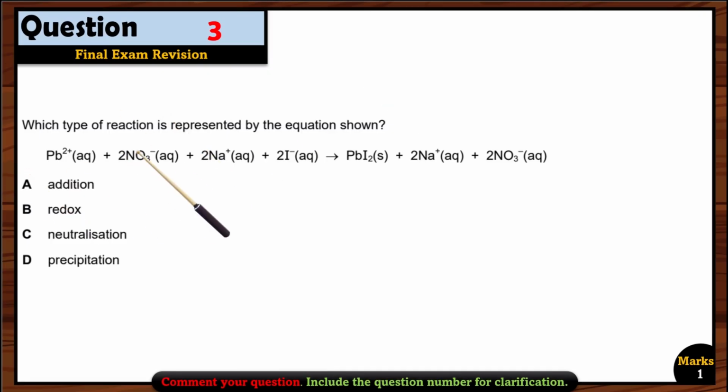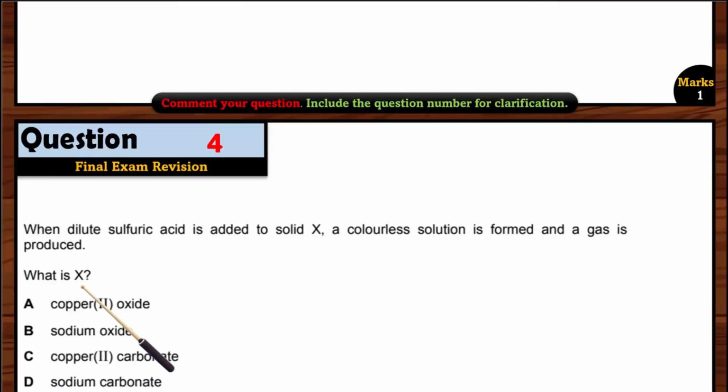Let's see question 3. Which type of reaction is represented by the equation shown over here? The options are: addition, redox, neutralization, precipitation. If you see it carefully, Pb is aqueous here, but in the product, it is giving you a solid. So it means the aqueous is converted into a solid. So this is a precipitation reaction. Why not neutralization? Why not redox? Why not addition? Because no acid-base reaction is involved, no addition, and no reduction or oxidation is involved over here. So option D is the right option here.